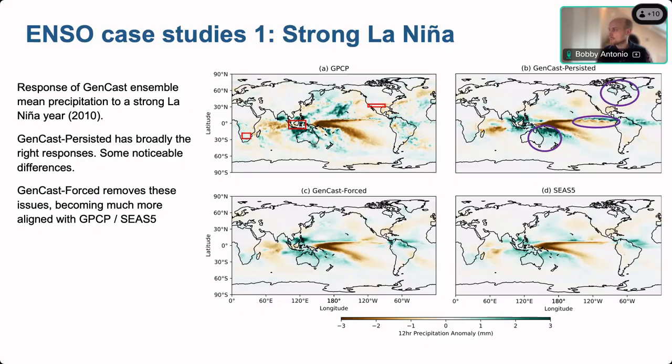But the interesting thing is if you look at the forced one, you can see how these problems go away. It's very hard to see much difference between GenCast forced and SEAS5. So it's suggesting that GenCast is responding appropriately to the ocean, even though it's not really trained at a very long timescale to predict that.